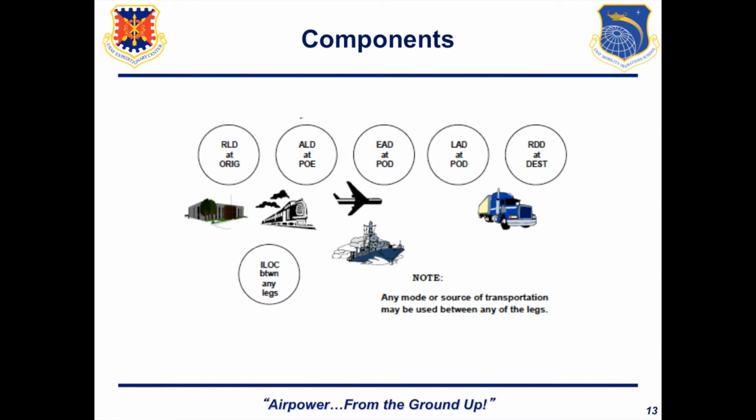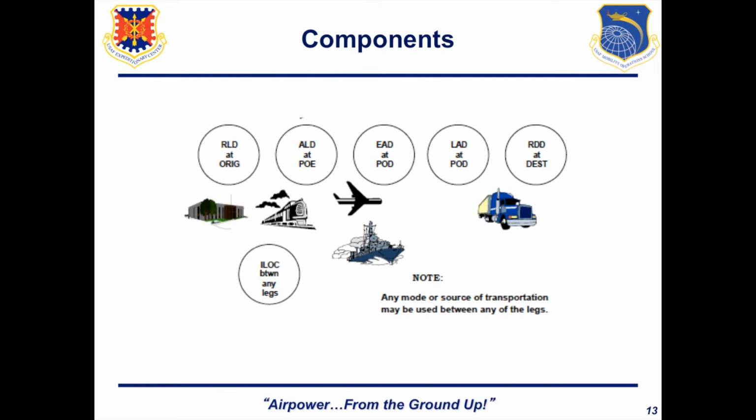For those of you that like to use pictures versus just data, this gives the exact same thing that we just talked about. The RLD at the origin, the ALD at the point of embarkation, and the EAD LAD window is at the port of debarkation, or the POD, and the RDD is at the destination.